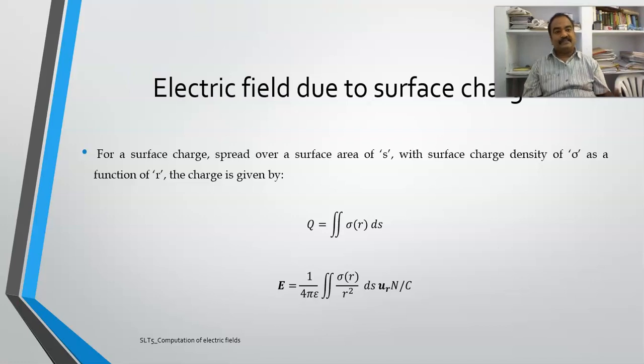Now let us suppose there is a surface charge, in the sense that the charge is spread over a particular surface. Then we may not be able to compute the entire charge, and most of the time your questions will not have the entire charge given on that surface. So what they will mention is a surface charge density.